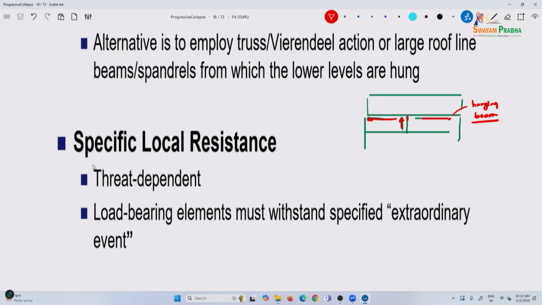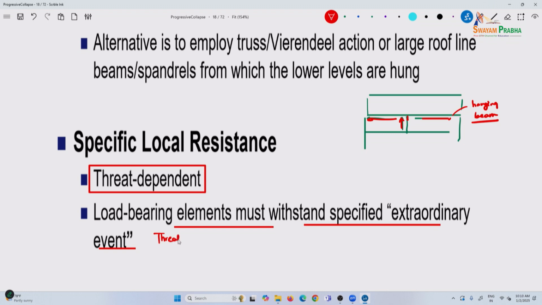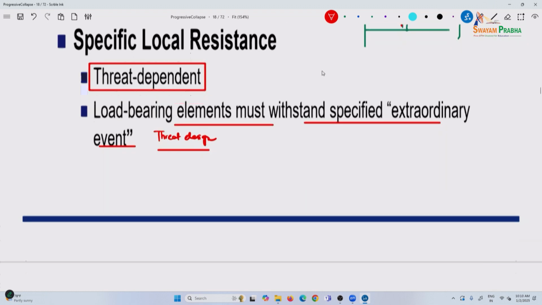As we talked about, the specific local resistance is threat dependent, and load bearing elements must withstand the threat. This is the threat design. And you can employ all the methods that we have been talking about so far.